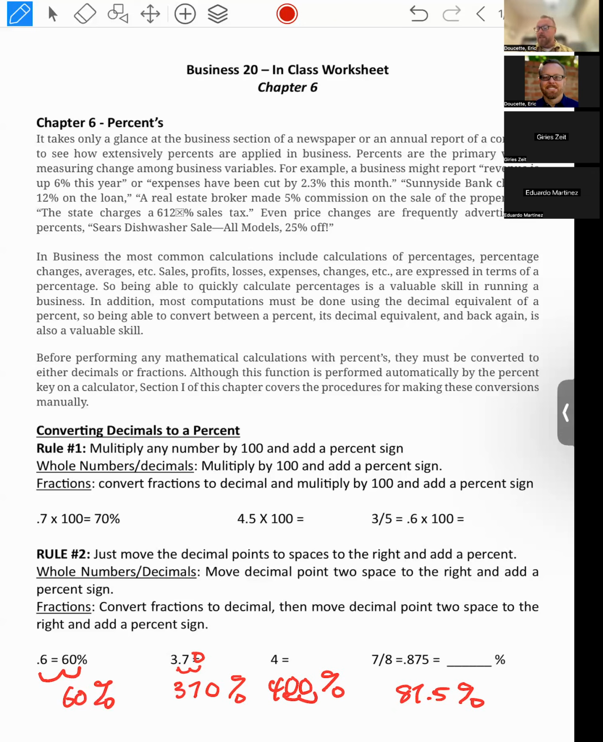It just makes it a lot easier for you to quickly convert the decimal to a percent, and then vice versa. When we get to percents, we're going to need to convert them to decimals so that we can do the mathematical process. So that's page 1 of our notes.